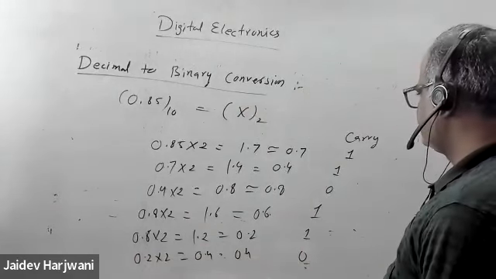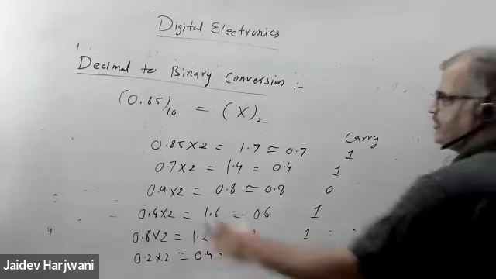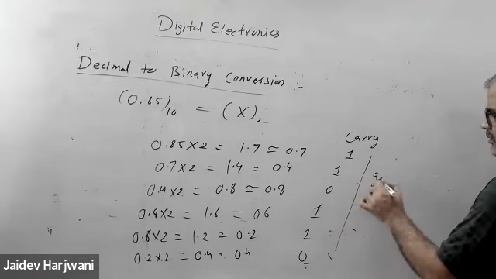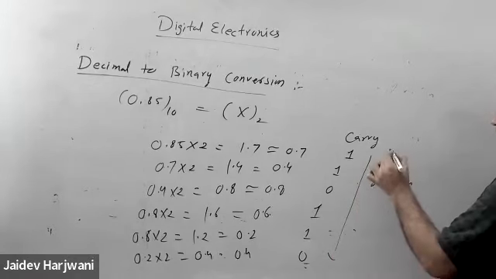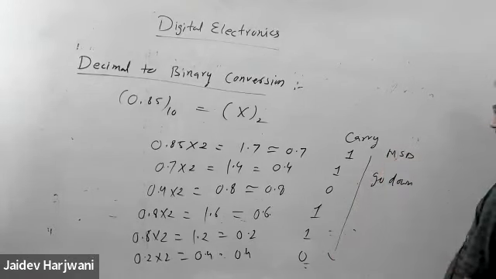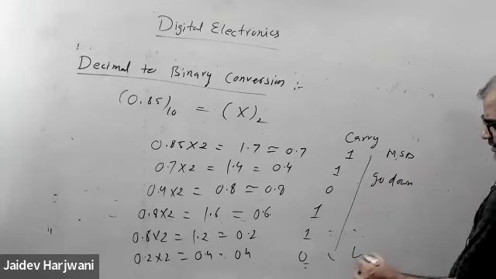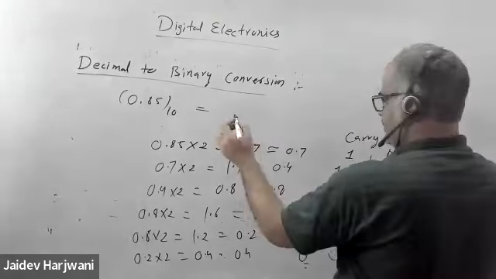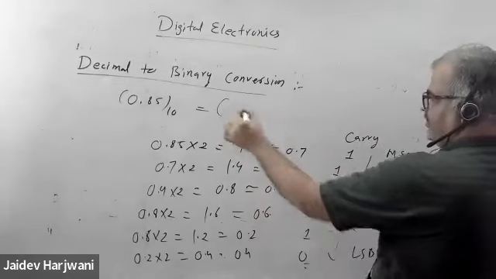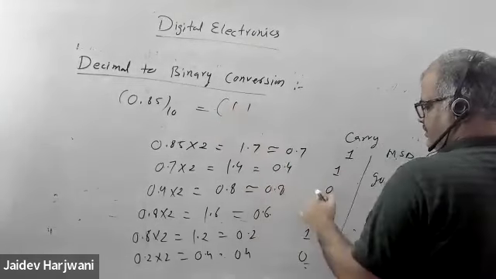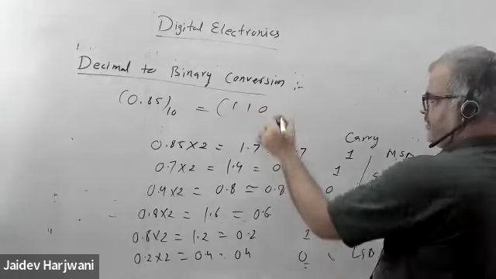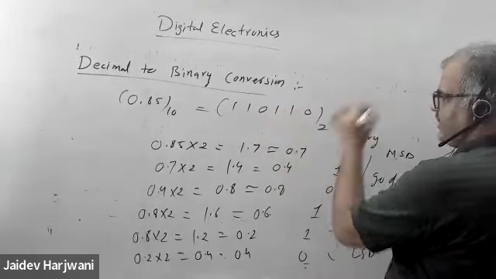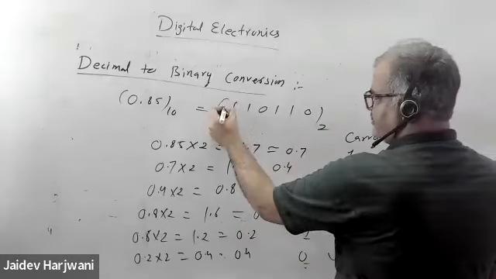While converting a fractional part into a binary number, you have to go down. So this will be your MSB while writing this fractional part, and this will be your LSB. So if I want to write 0.85, I can simply write 0.110110, and this is binary. Obviously the point is there.